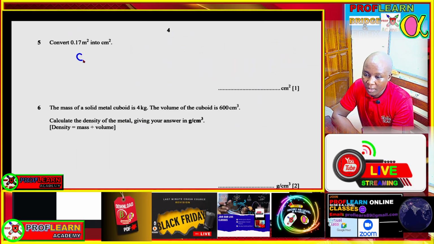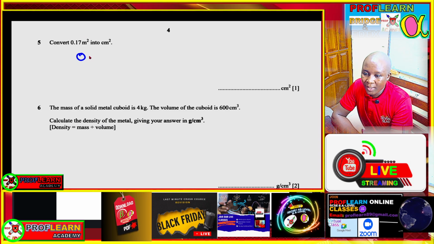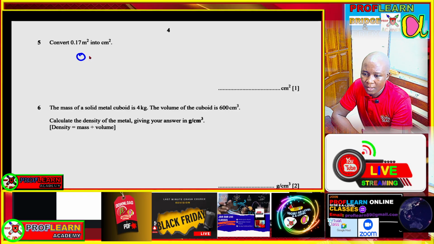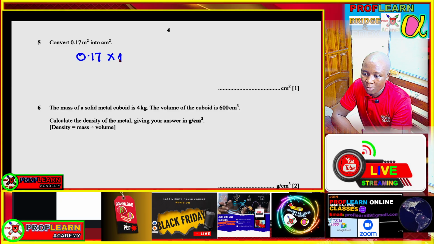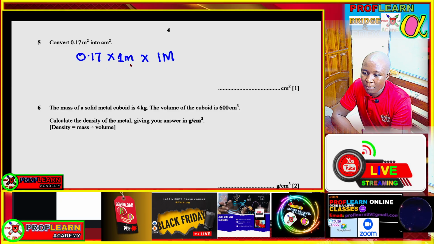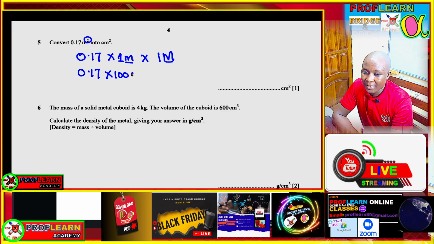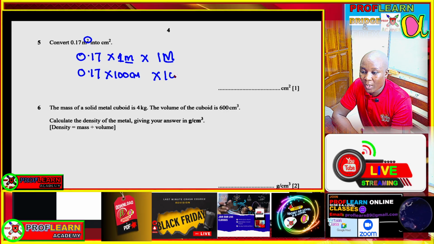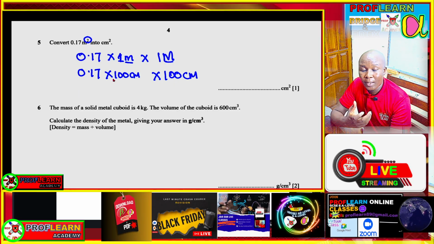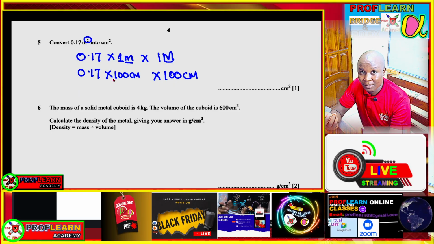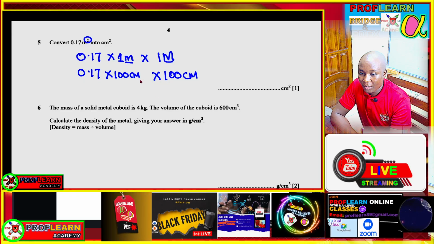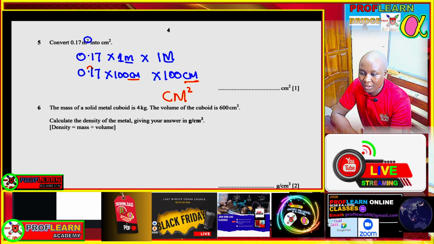Moving further, we are supposed to convert 0.17 meter square into centimeter square. The first thing that we need to understand is that 0.17 meter square can be written as 0.17 times 1 meter times 1 meter. 1 meter times 1 meter gives us our meter square there. So we shall have 0.17 times 100 centimeters times 100 centimeters, because 1 meter is equivalent to 100 centimeters. So if you multiply this, we get centimeter square.